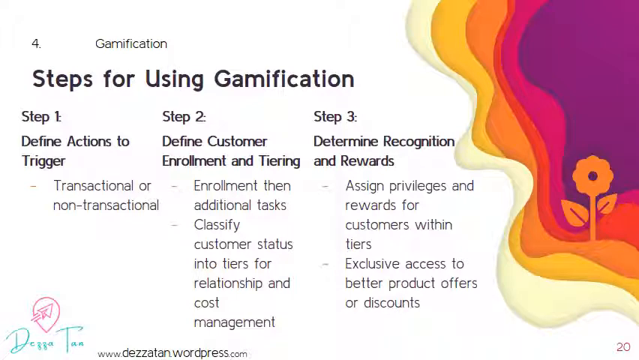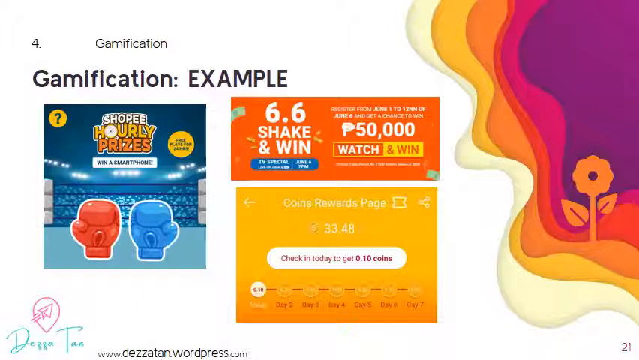Lastly, they must define recognition and rewards. What will drive the customers to do what the brands want? They should assign the privileges and rewards for customers within their tiers. It can either be exclusive access to better product offers or discounts. One example is the Shopee app.